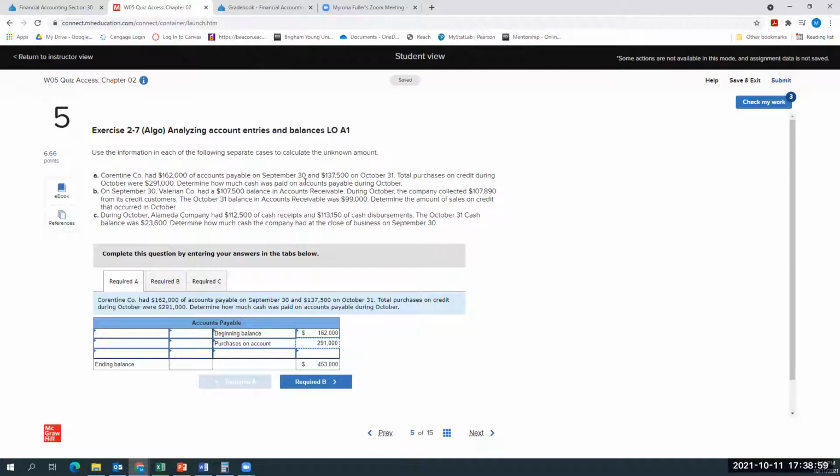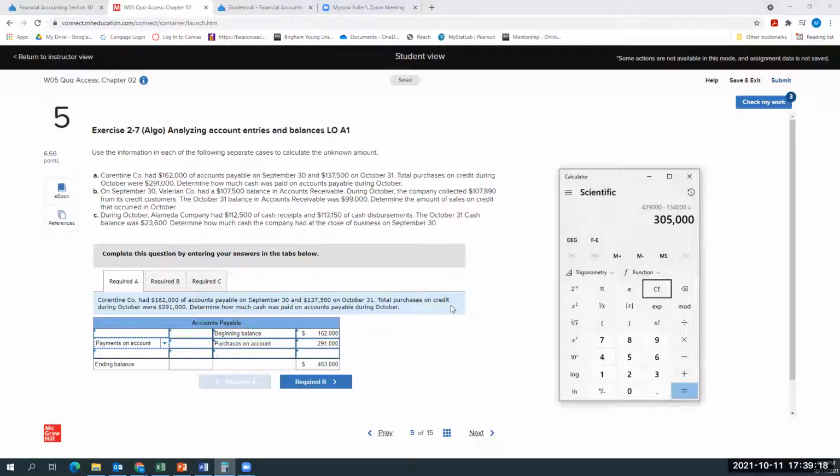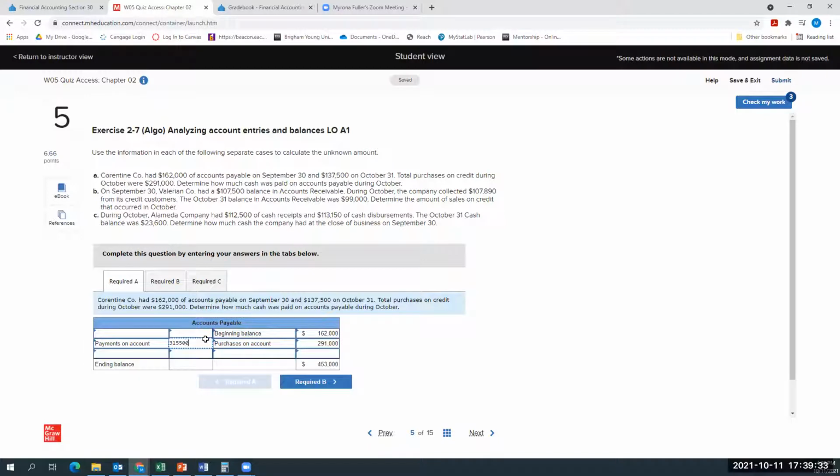And then this is going to be my ending balance, and I need to make my ending balance equal 137,500. So I'm going to say payments on account, and this amount is going to have to make our total come out to 137,500. So really, I can just do that by saying 453,000 minus what I'm looking for, 137,500, is going to give us a payment of 315,500. And that should do it.